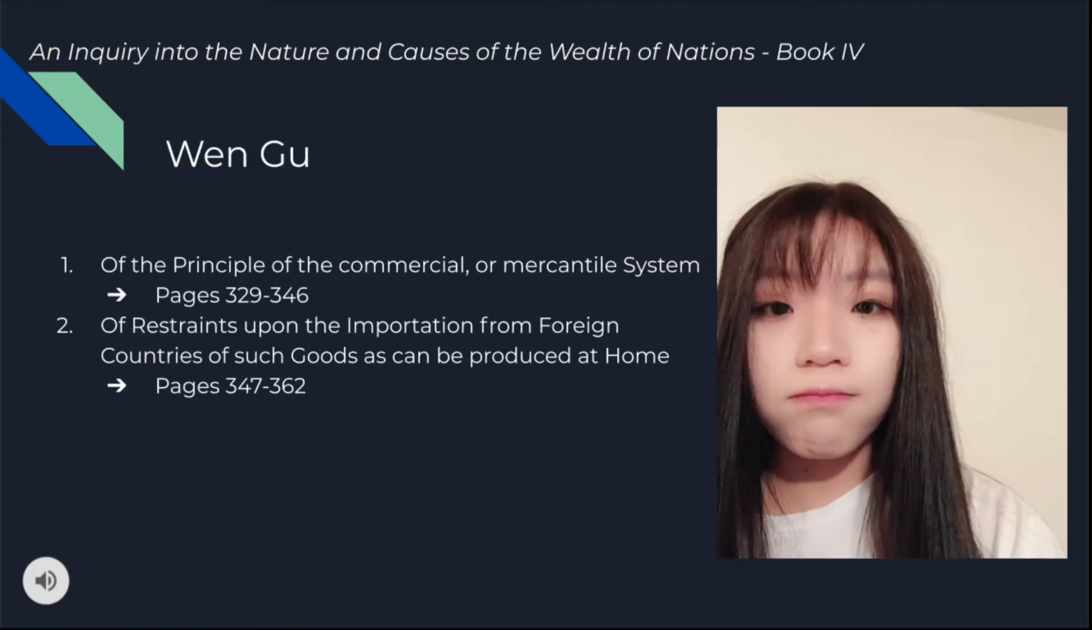Hi, Professor. My name is Wen Gu, and I am presenting An Inquiry into the Nature and Causes of the Wealth of Nations, Book 4, Chapter 1, Of the Principle of the Commercial or Mercantile System, and Chapter 2, Of Restraints upon the Importation from foreign countries of such goods as can be produced at home.